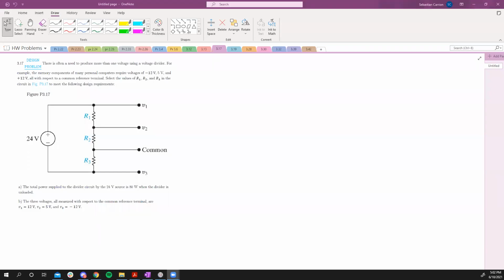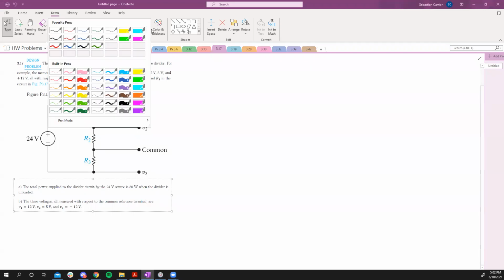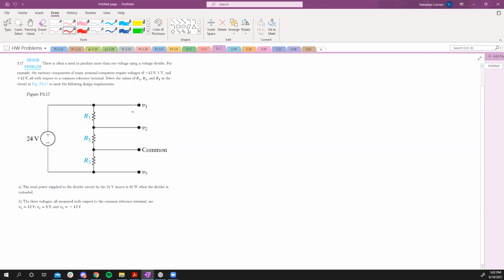All right, so problem 3.17. It's telling us there's often a need to produce more than one voltage using a voltage divider. For example, the memory components of many personal computers require voltages of negative 12 volts, 5 volts, and positive 12 volts, all with respect to a common reference terminal. So it's telling us to select R1, R2, and R3.